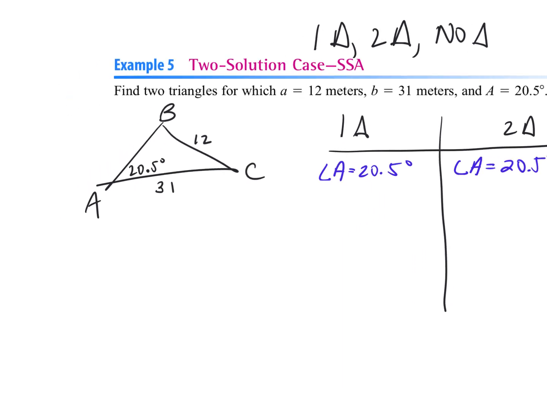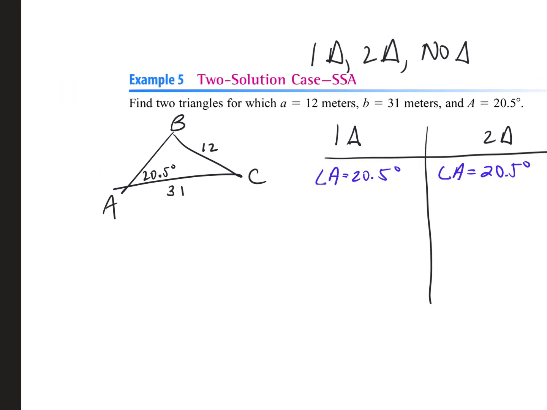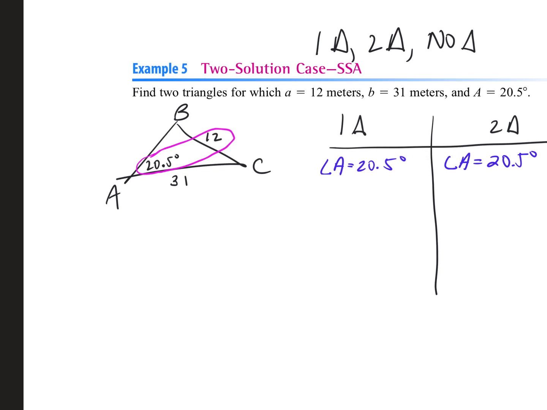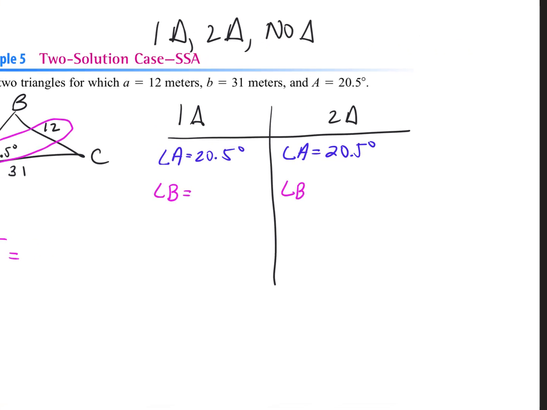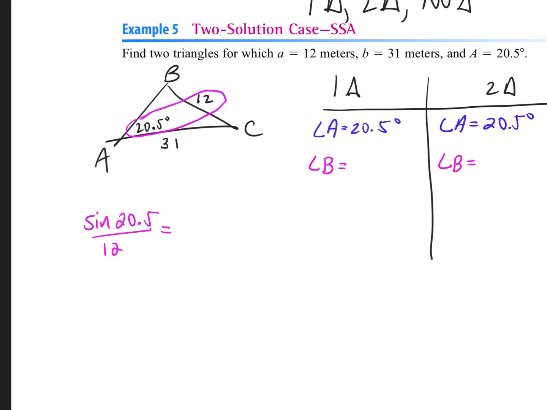So now we're going to use the law of sines because we have enough information. I have an angle and its corresponding side length, correct? So I have sine of 20.5 divided by 12 equals, what angle are we going to try and find? B. So we're going to try and find B in both. We're going to go about this methodically. So how do I do this? I'm going to say it's the sine of B, which I don't know, over 31.